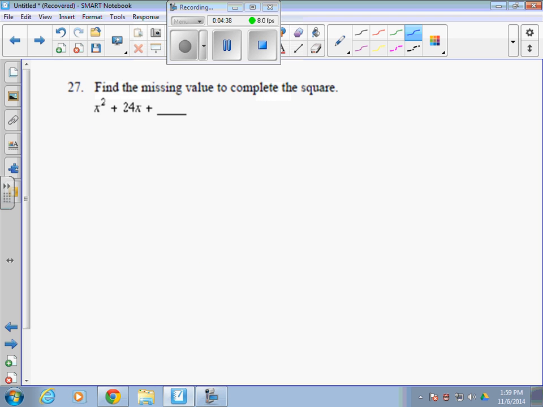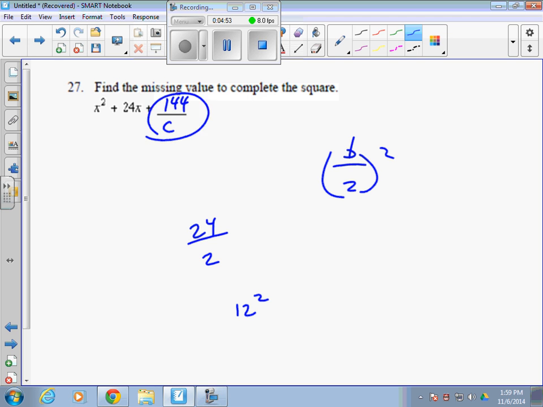27 says find the missing value to complete the square. You're looking for c. Remember, c is b divided by 2 squared. So b divided by 2, b is 24 in this case. Divided by 2 gives you 12, and when you square that, you get 144. There's your c value, 144.